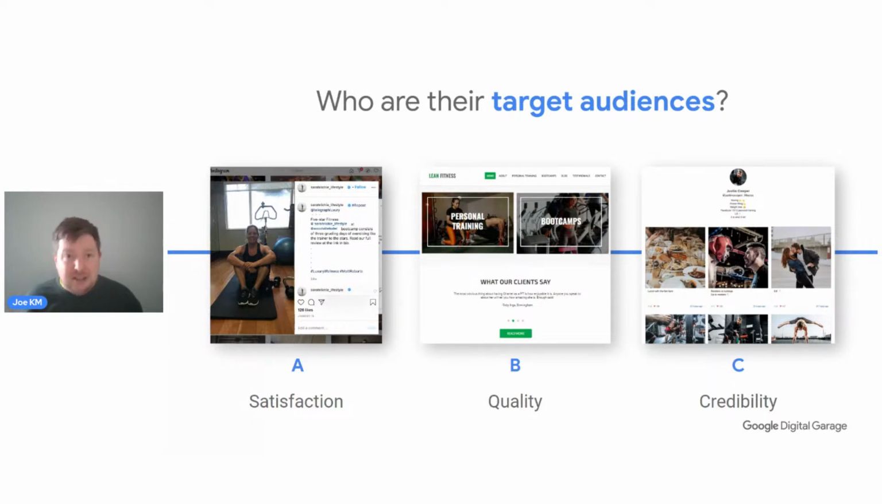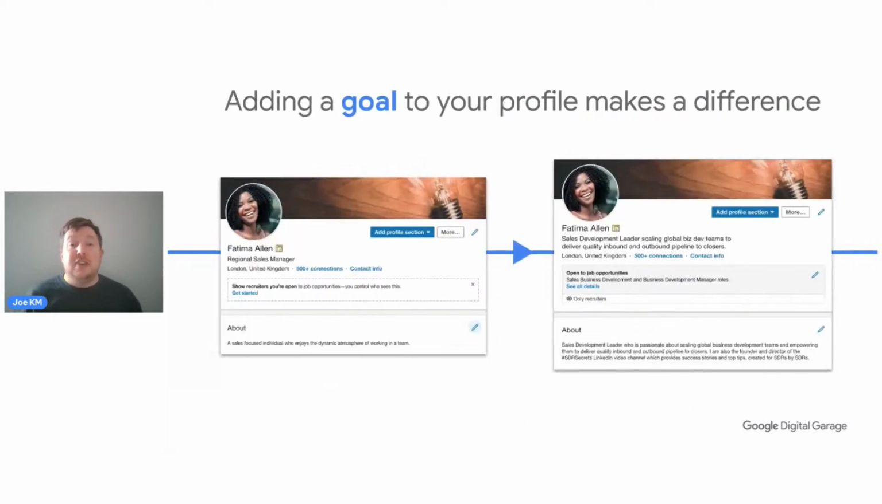Here's some of my clients. But what's great about this is it shows you that actually it doesn't mean you have to destroy your life. You can still have one. But that's what's great about this, is that each one is trying to achieve a different goal. Each one is attaching themselves to a different audience. Adding your goal to your profile makes a difference as well.